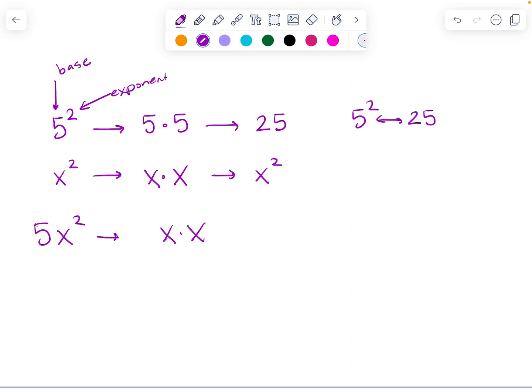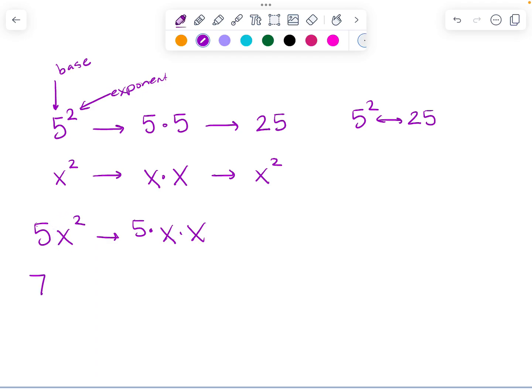But only one copy of that 5. So that 5, where does it go? Well, we just bring it to the front. So we've got a 5. There's a secret times symbol there, even though you don't see it. When 5 and x squared are next to each other, it really means 5 times. So what we have is 5 times, and x squared means 2 copies.